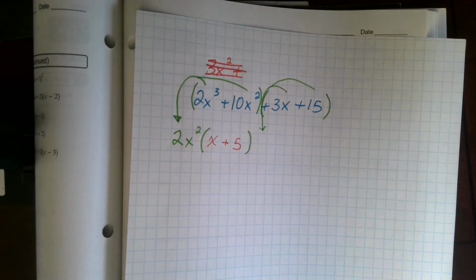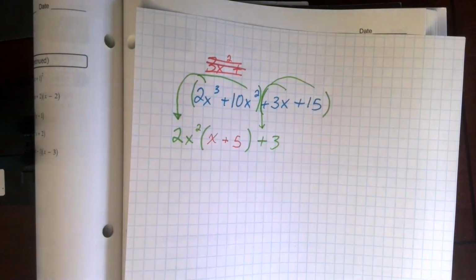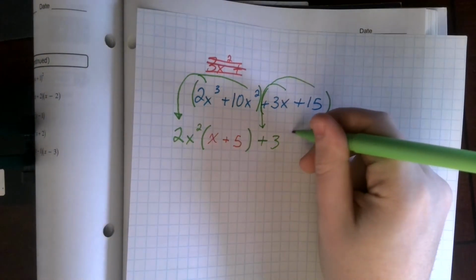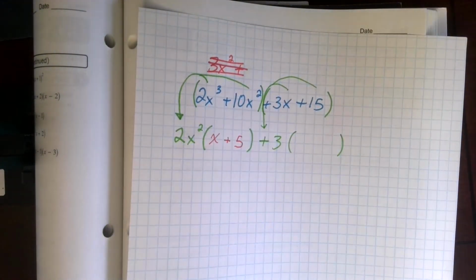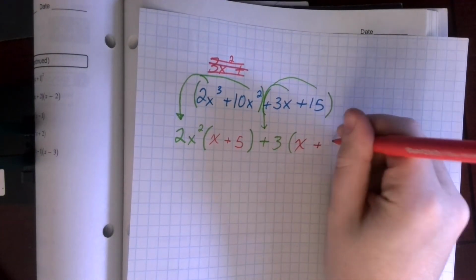Hopefully we were able to figure out that we can pull out a plus 3. 3x and 15 can both be divided by 3. So when we put the rest in parentheses, 3x divided by 3 is x, and 15 divided by 3 is 5.